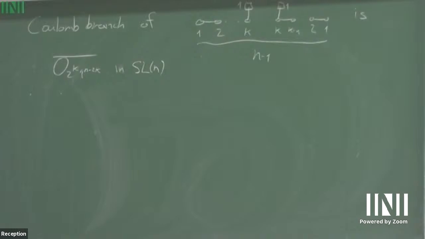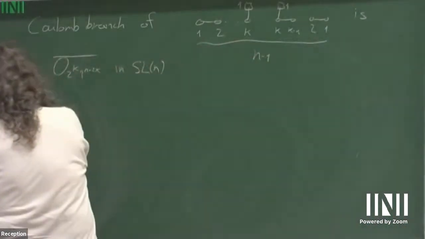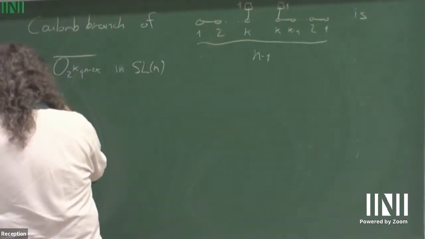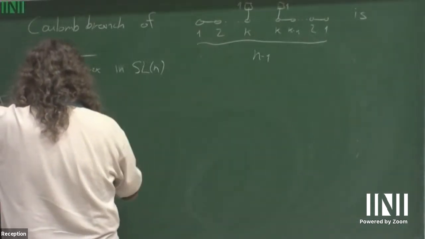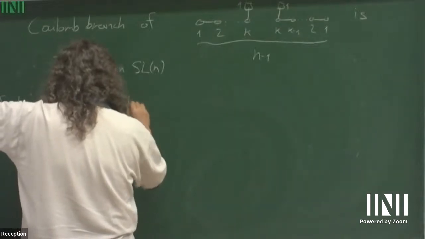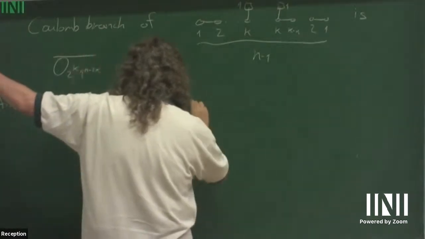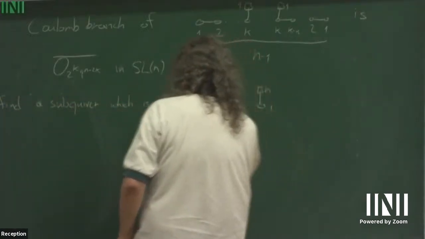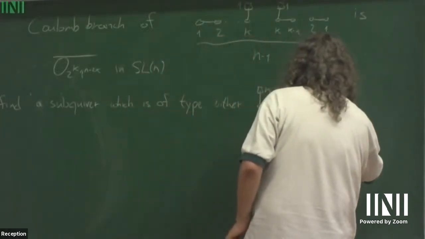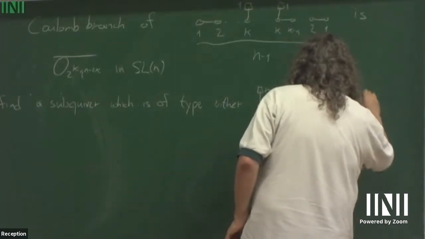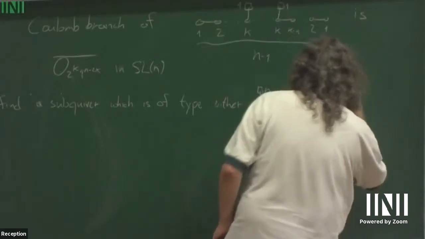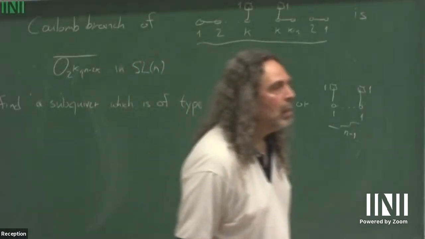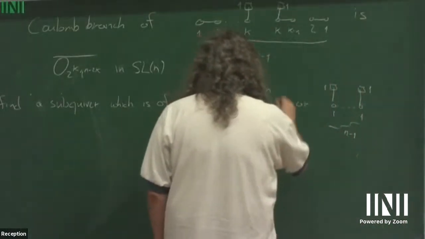So now I can use quiver subtraction. In quiver subtraction, what I do is I find a subquiver which is either 1 n 1 with framing 1 like that. Let's put a prime.